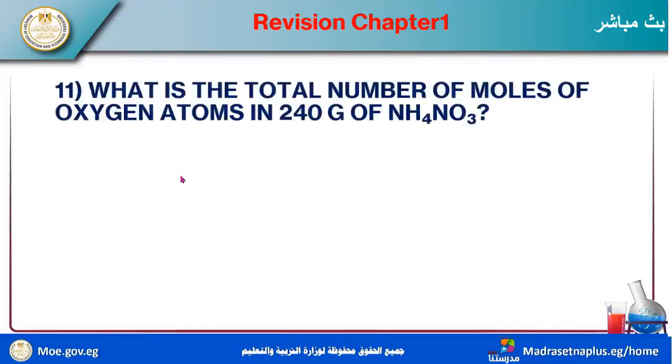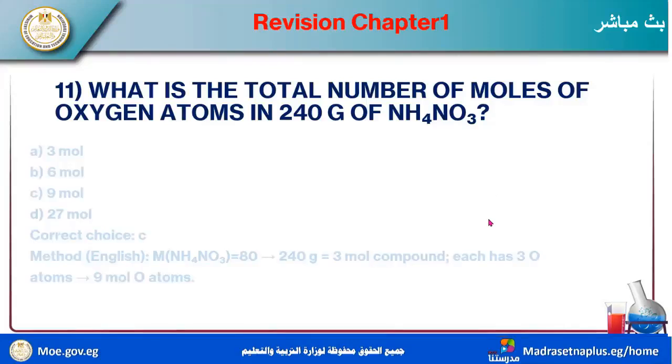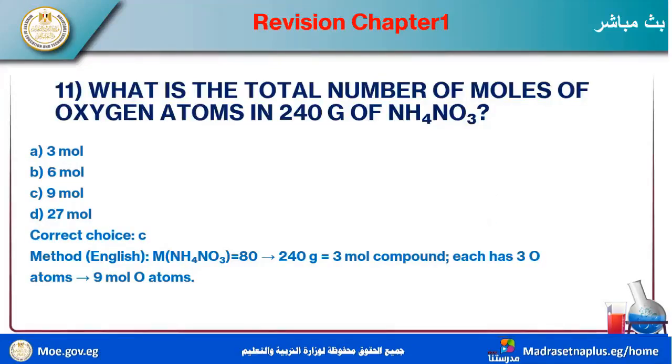Choosing B. Number 11. What is the total number of moles of oxygen atoms in 240 grams of NH4NO3? The same way: you must write the molecular formula and calculate the molar mass of NH4NO3. Now the molar mass of NH4NO3 equals 80 grams.